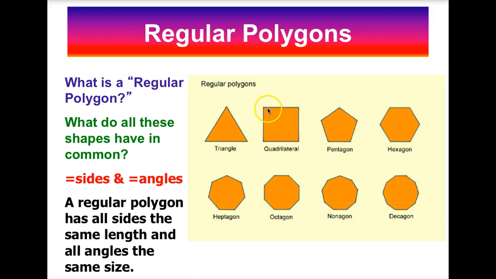If I examine this square, well, how many degrees are in a quadrilateral, a four-sided object? Well, we know there's 360. So if this is a regular polygon, it has equal lateral and equal angular parts. That means that each of these angles would have to be 90 degrees.